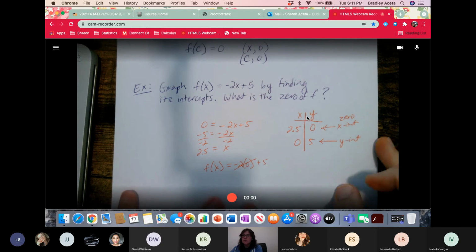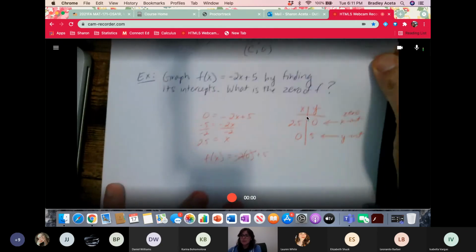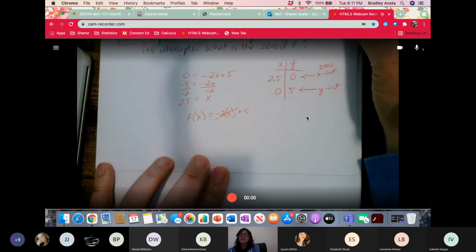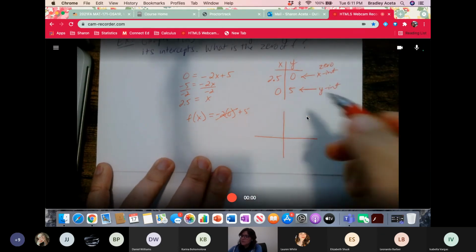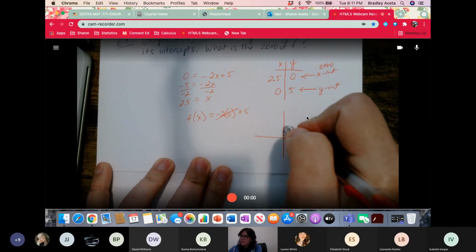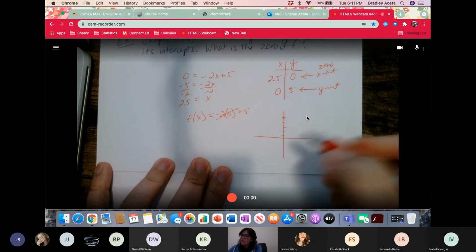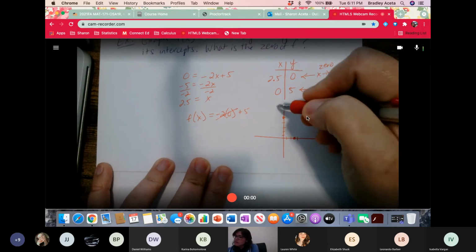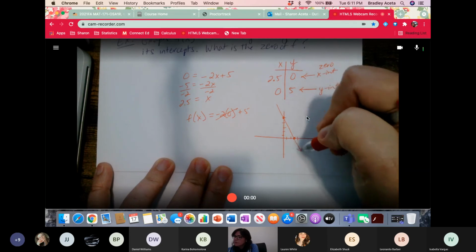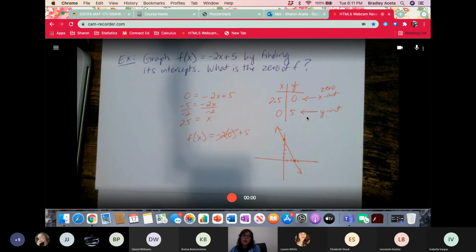And then from there, you can graph the function quite easily. You know it's a linear function. So you can actually just plot 0, 5, 1, 2, 3, 4, 5, and then 2.5. 1, 2, 3, so 2.5 will be here. And then just draw your line. And that would answer all the parts of the question.